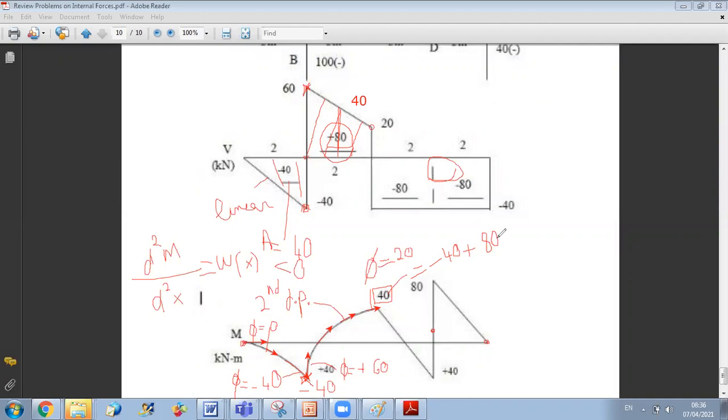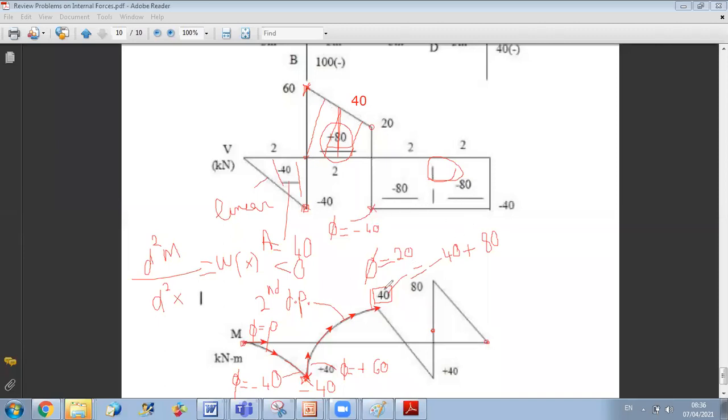After this, again, I have a sudden variation in shear, which will give me a sudden variation in slope. So I go from a slope of 20 to a negative slope of minus 40. So the slope here is minus 40. And since it's a constant shear, M is linear.